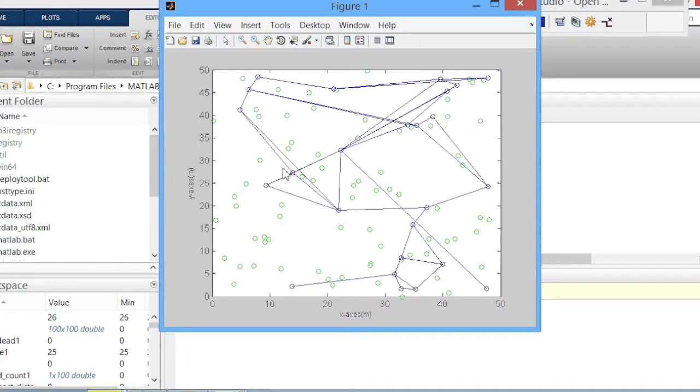This is the graph that shows how the chain formation has taken place. We have taken the 50 by 50 network and placed 100 nodes. Only the nodes that are alive have been used. These are the alive nodes that are used in the chain formation.